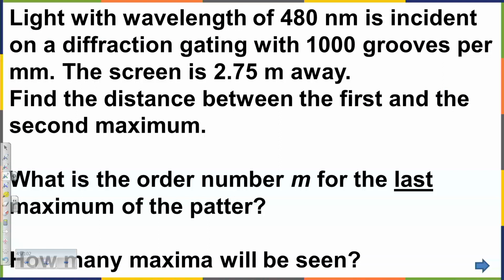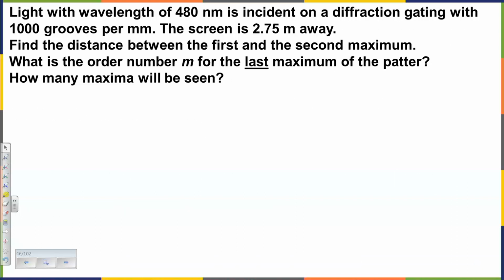Light with a given wavelength, so that's a blue one, incident on a diffraction grating with 1,000 grooves, lines, slits, those same names for the same thing, per millimeter. The screen is 2.75 meters away. Calculate everything.